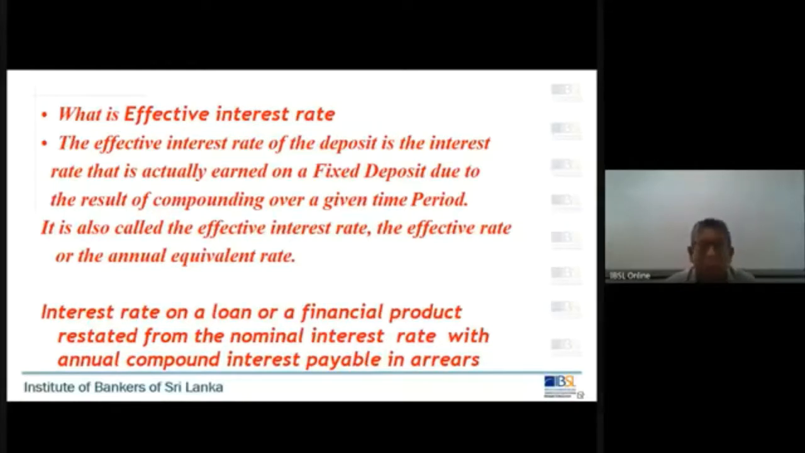Now you know there is a rule in banking law. In fact, it's a direction for the central bank. Wherever you advertise, remember this also: whenever you advertise any product or interest rate, according to the central bank guideline, you need to mention the effective rate.